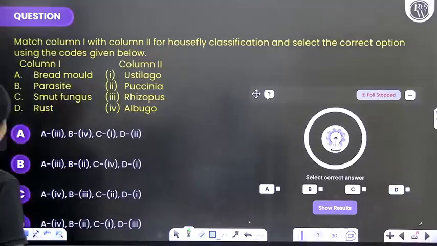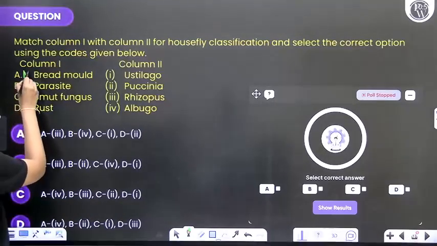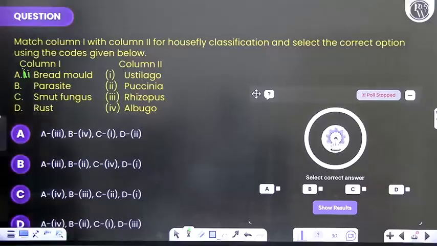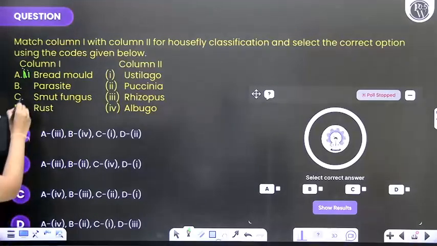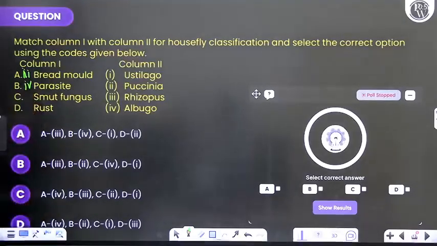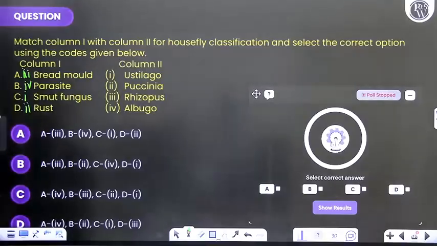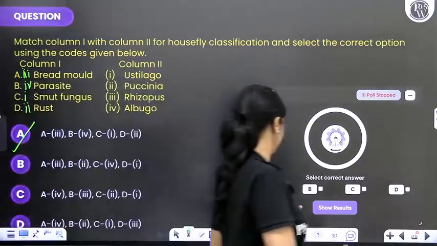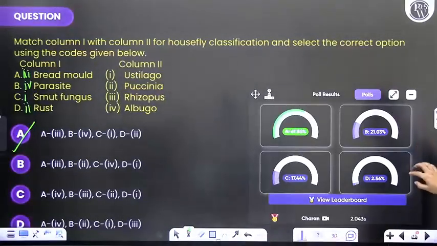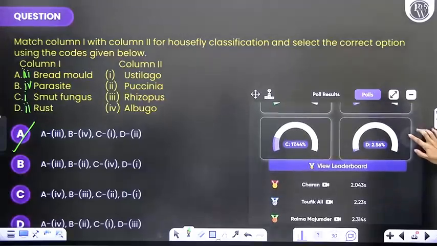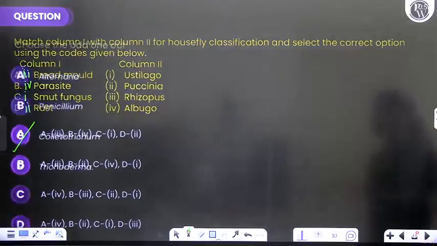Bread mold, Rhizopus. Parasite, Albugo on mustard plant. Smut fungus, Ustilago. Rust, Puccinia. 3412, which is option A. 62%, Charan, Tawfiq, Rehma, top 3.